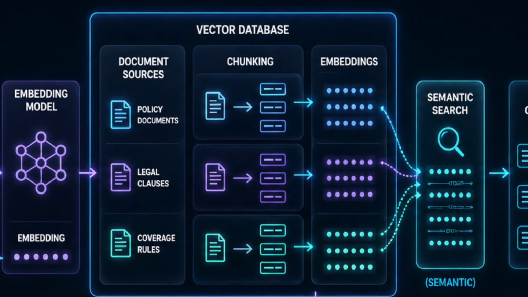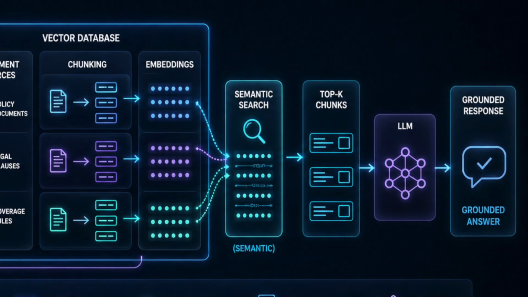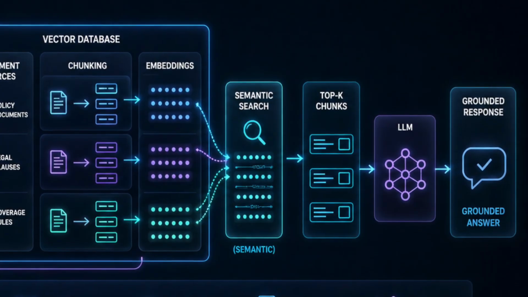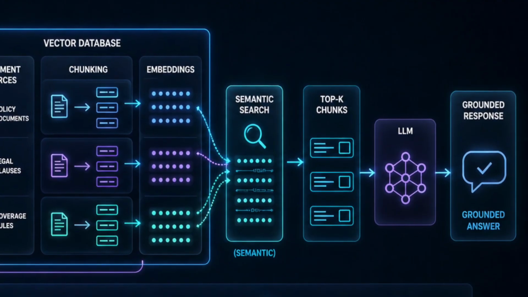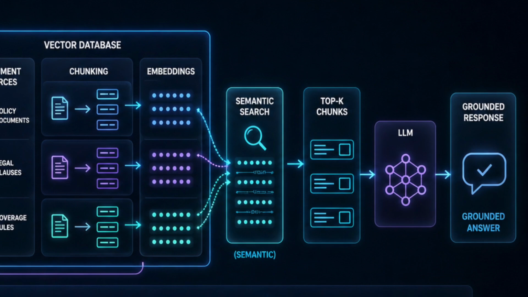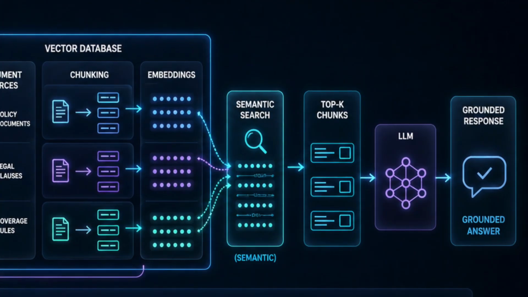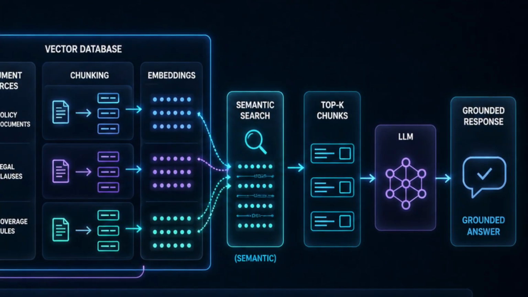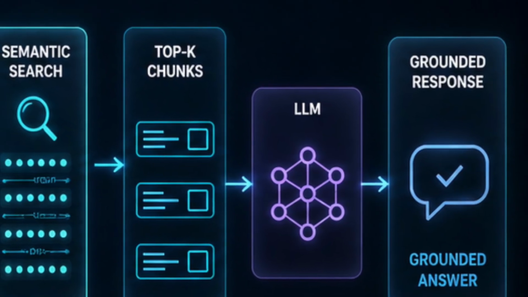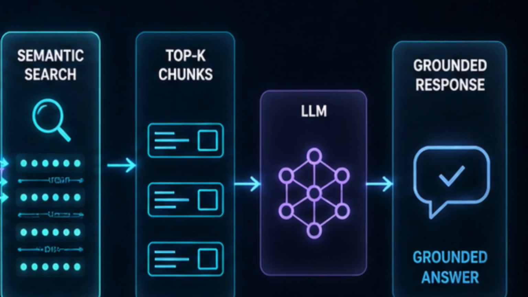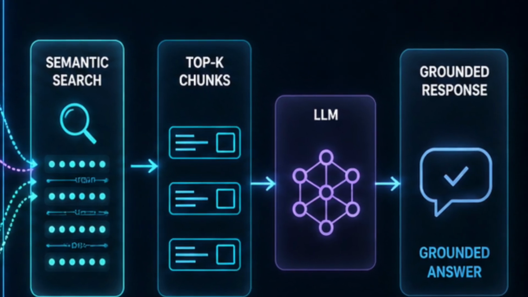Now, when the user asks a question, like, "Is this accident covered?" the agent doesn't do a keyword search. Instead, the query is also converted into an embedding. And the system performs a semantic search, which means it finds chunks that are similar in meaning, not just matching words. From there, the system retrieves the most relevant pieces, often called the top K chunks, and passes them into the model as context. Finally, the model uses this retrieved context to generate a grounded answer based on actual documents, not guesses. So instead of memorizing everything, the model is dynamically looking up the right information at runtime.